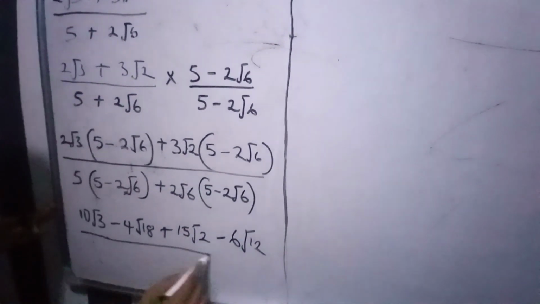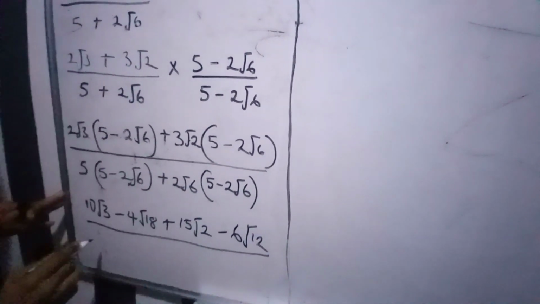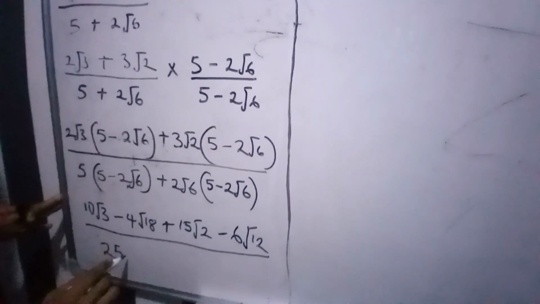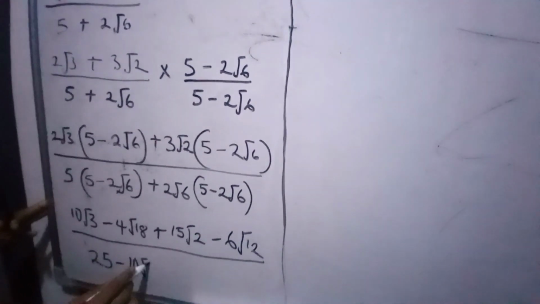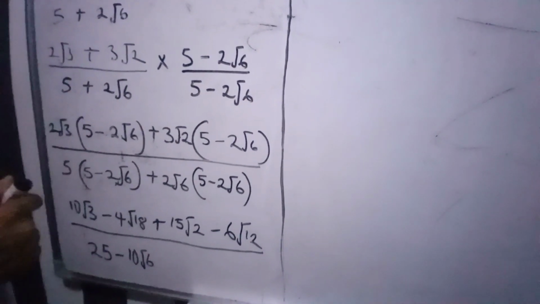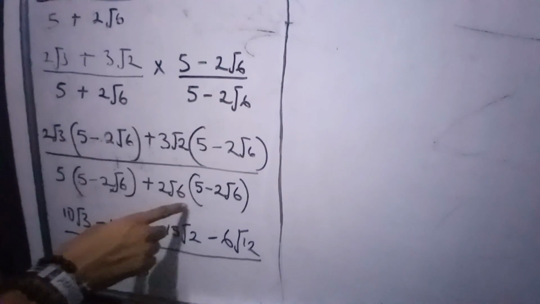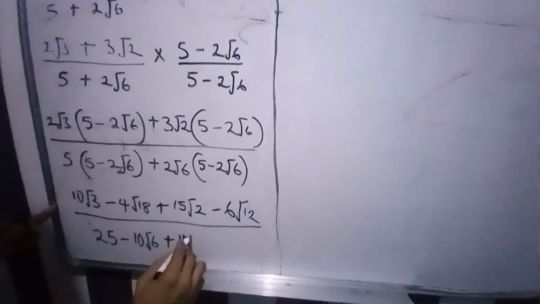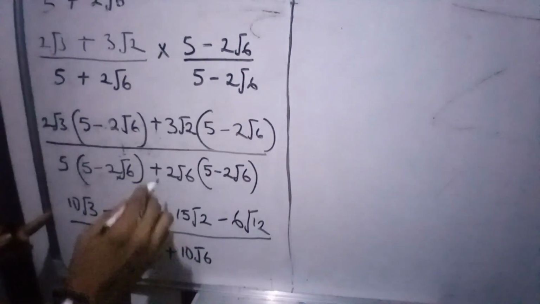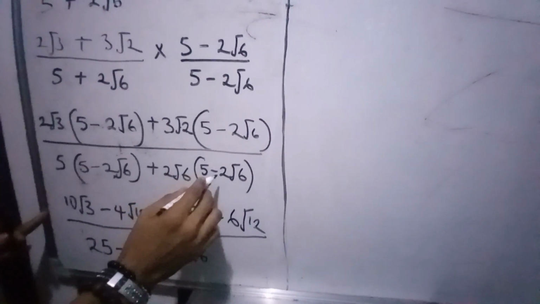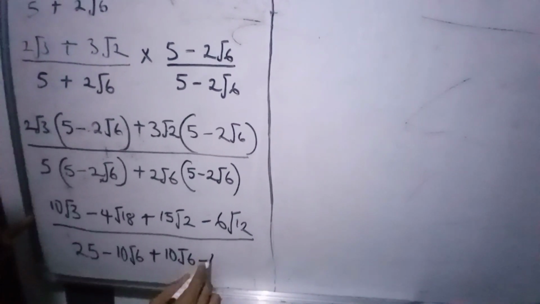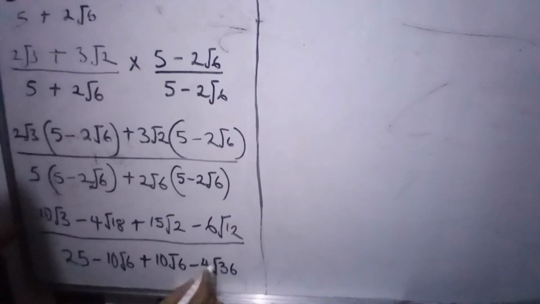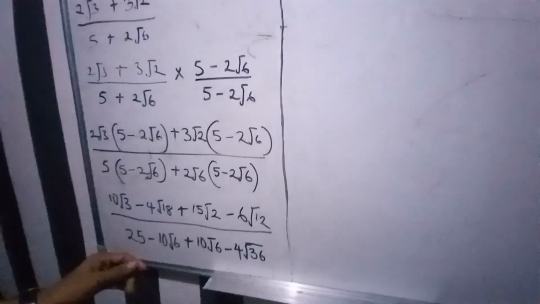Then we go to do the same thing also in the denominator. 5 times 5 is what? 25. 5 times minus 2 sod 6 is what? Minus 10 sod 6. Then we say plus 2 sod 6 multiply 5 is what? Plus 10 sod 6. Plus 2 sod 6 times minus 2 sod 6 is what? Minus 4 sod 36. Okay. Next thing we're going to do now is look for what?